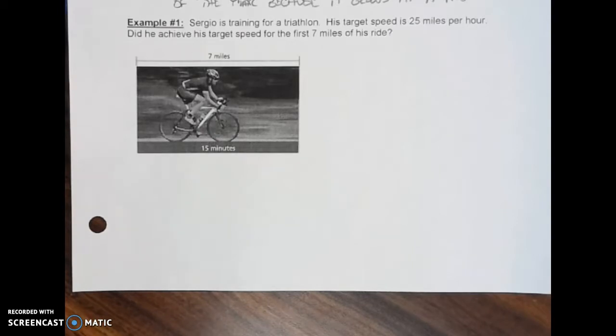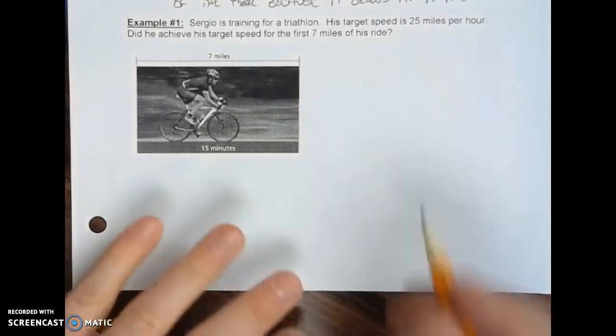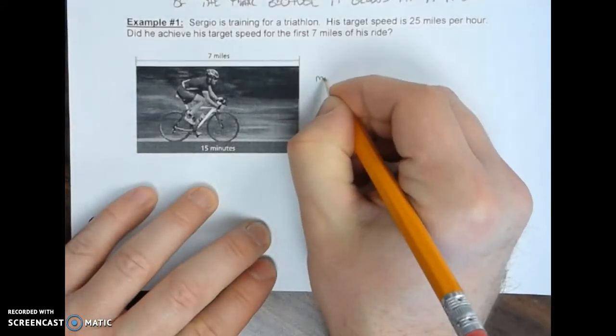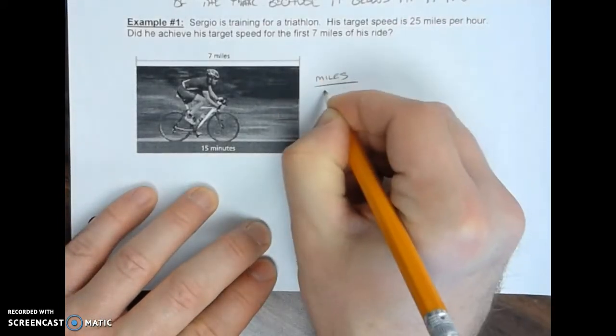In example 1, Sergio is training for a triathlon. His target speed is 25 miles per hour. Did he achieve his target speed for the first 7 miles of his ride? And so looking at the picture there, we see Sergio on his bike, and we're told that he travels a distance of 7 miles in 15 minutes. Okay, and his target speed is 25 miles per hour. So I'm going to set this up as miles to hours.